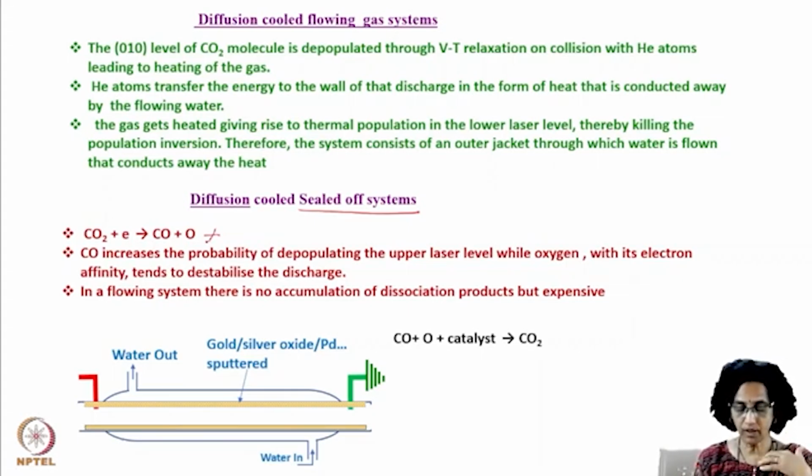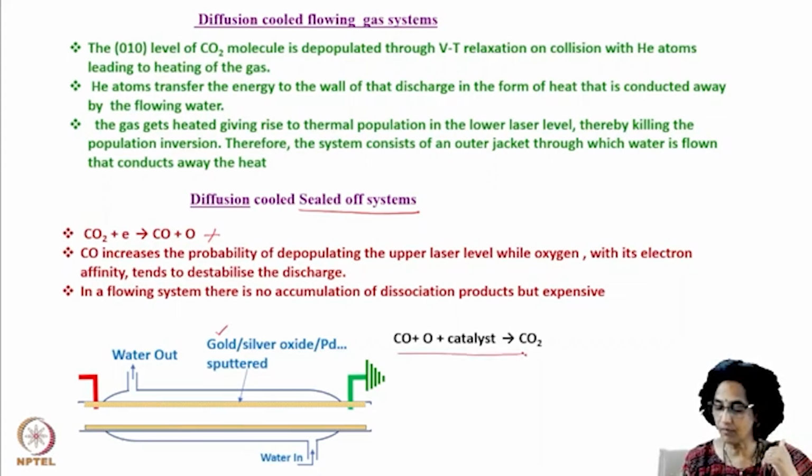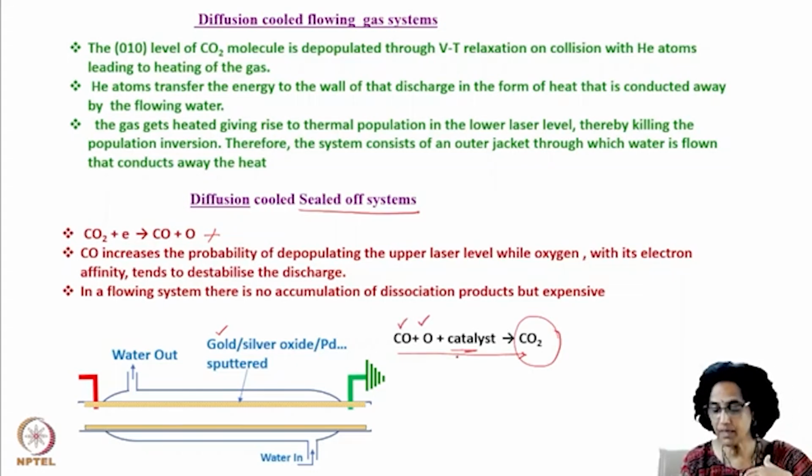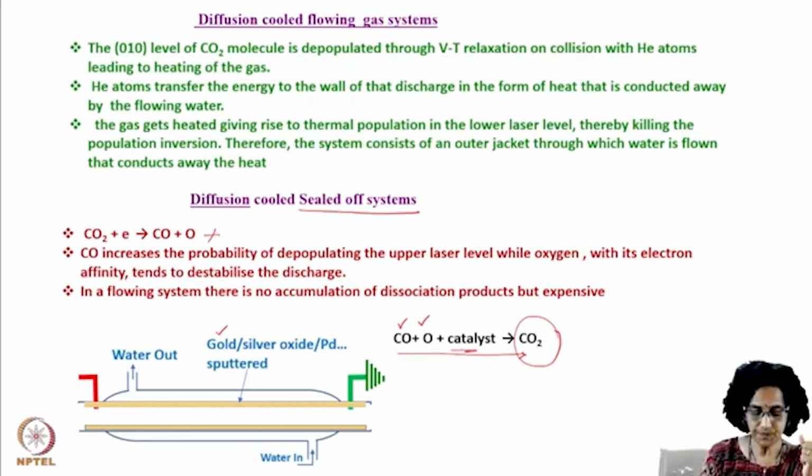Well, what happens is that this discharge tube is lined, or sputtered, or coated by certain catalysts. These catalysts hasten the reverse reaction. That is, CO plus oxygen plus this catalyst gives rise to the formation of CO2. So the dissociation products, which are CO and oxygen, are recombined in the presence of this catalyst, and the catalyst is coated on the outside walls of the discharge tube, as you can see here.